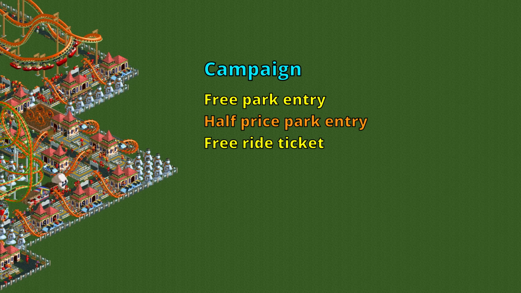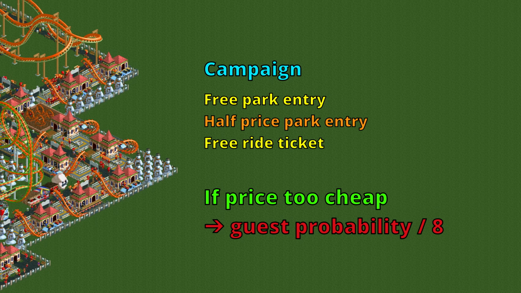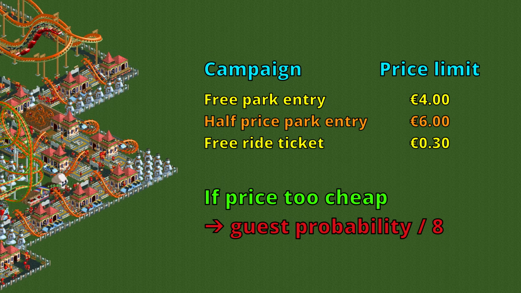Those two and the one for half price entry fee do have another catch, and that is that their guest generation probability gets divided by 8 if your entrance fee or ride ticket price is already very cheap. For the entry fee ones, that happens if you charge less than 4 and 6 euros respectively, and for the ride ticket price one it happens if the ride is cheaper than 30 cents.